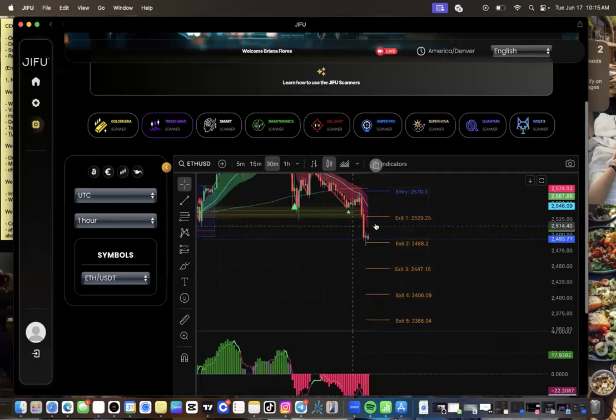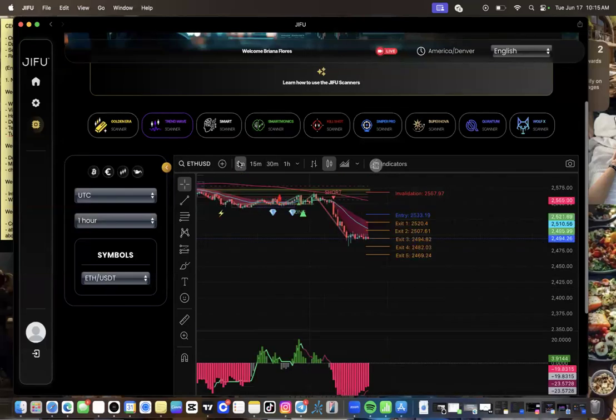It doesn't matter for us though, because it already went to TP2. We don't care about it. Let's go to 5 minute. Let's see. Same thing. It's already moving down. It's starting to consolidate, most likely to come back up, but we don't care about it because it already hit TP, what, 3 here. All right, moving on.